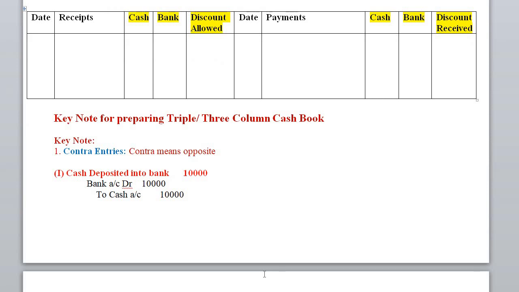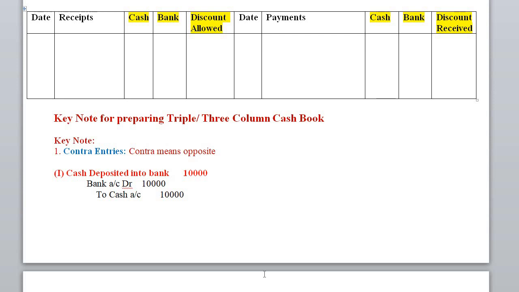When we are preparing the triple column cash book, we need to see some important keynotes. These keynotes will help us understand the problem and work it out in a very clear manner. The first one is contra entry.